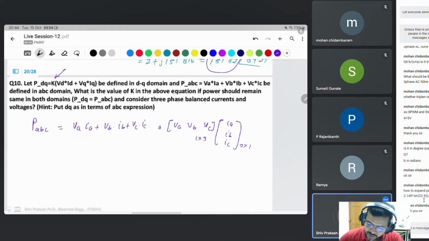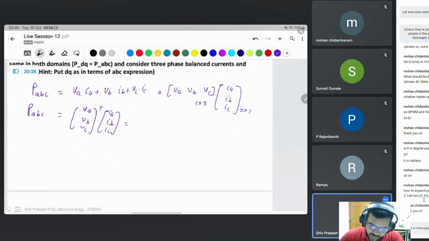You can multiply this one, so the 1 cross 1 is Va Ia, Vb Ib, Vc Ic. Same thing if I take the transpose of this Vabc, then we get Va Vb Vc transpose times Ia Ib and Ic. To reduce the calculation, I wrote this one like that: Vabc transpose into Iabc.